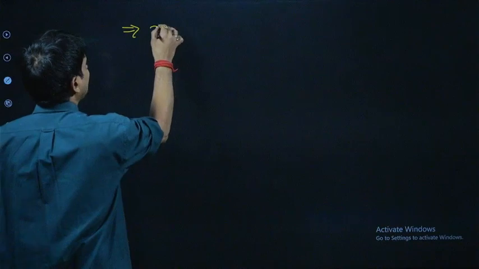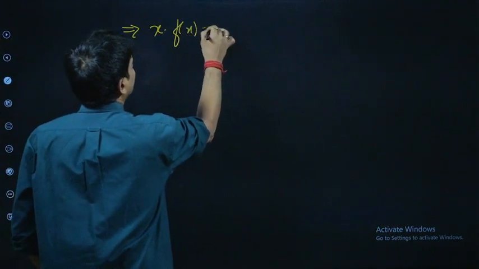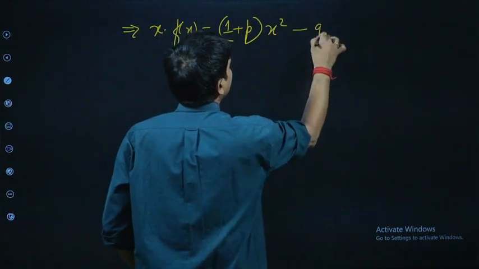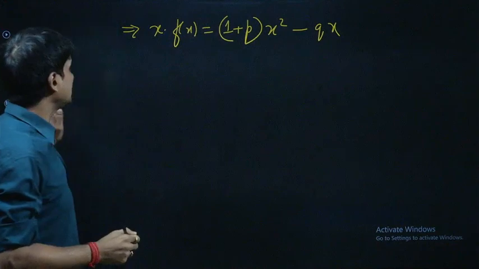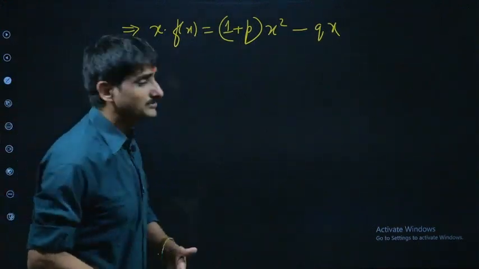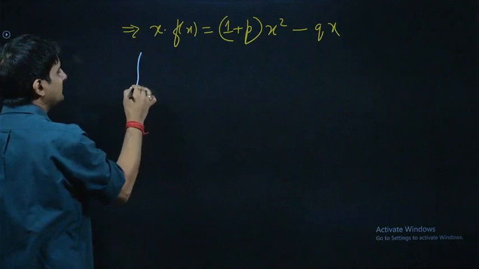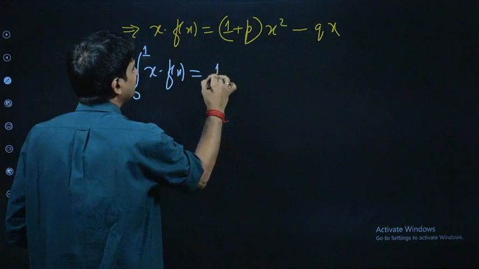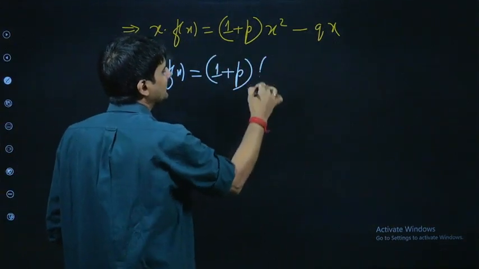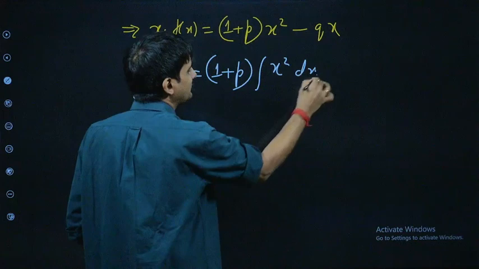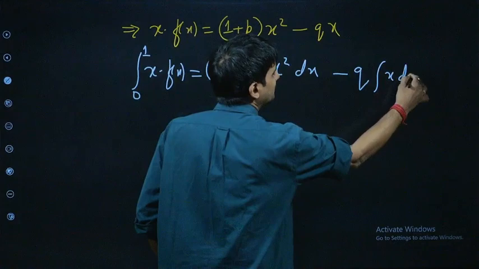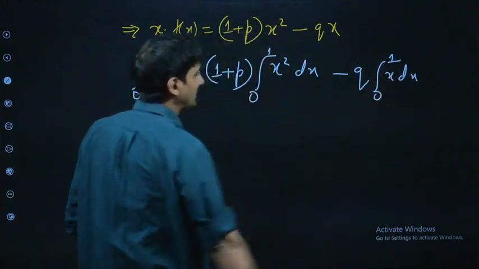So what do we get? x times f of x is equal to 1 plus p times x square minus qx, and now again integrating between 0 to 1 on both sides. So we get integral from 0 to 1 of x times f of x is equal to, again, 1 plus p is a constant, we all know it, integral of x square with respect to x from 0 to 1, minus q is again a constant, integral of x with respect to x from 0 to 1 here.